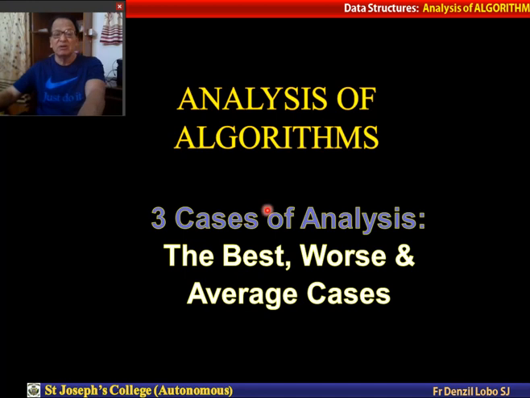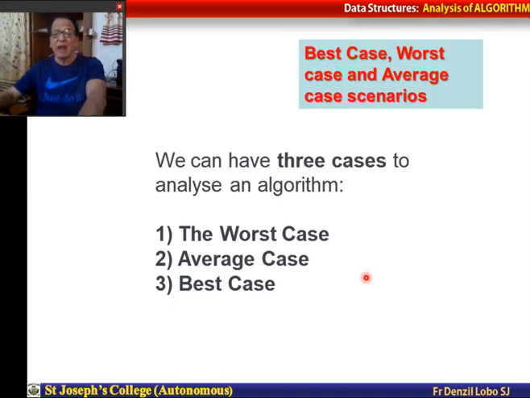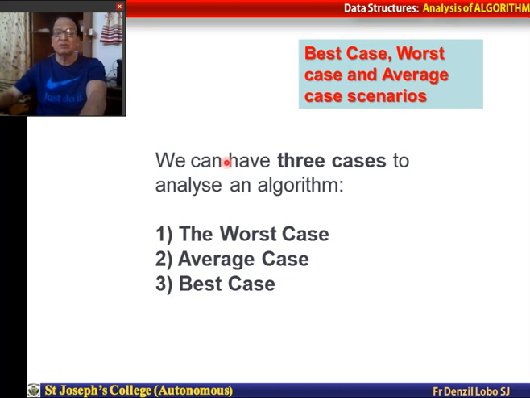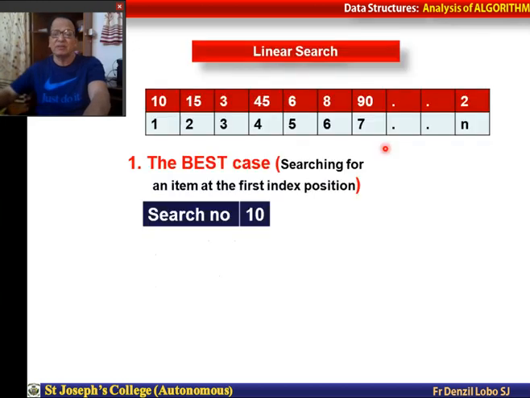So in this lecture, we will go through three cases of analysis: the best, the worst, and the average case. So we have three cases to analyze. Whenever there is an algorithm, we ask the question: what is the best case in this? What is the worst case in this? And what is the average case in this? So this is what we are going to ask whenever we deal with an algorithm. And that is what the study is about: complexity of algorithms.